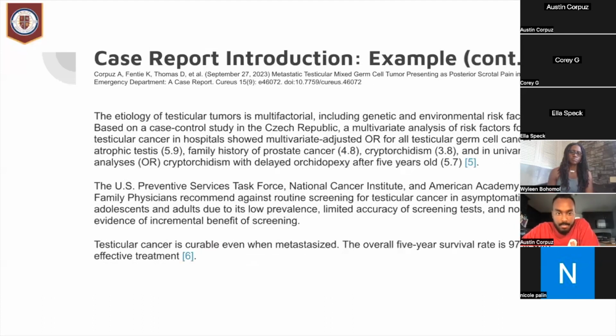The etiology of testicular tumors is multifactorial, and the U.S. Preventive Services Task Force recommends against routine screening for testicular cancer in asymptomatic adolescents and adults due to its low prevalence. Testicular cancer is curable even when metastasized. The overall 5-year survival rate is 97% with effective treatment.